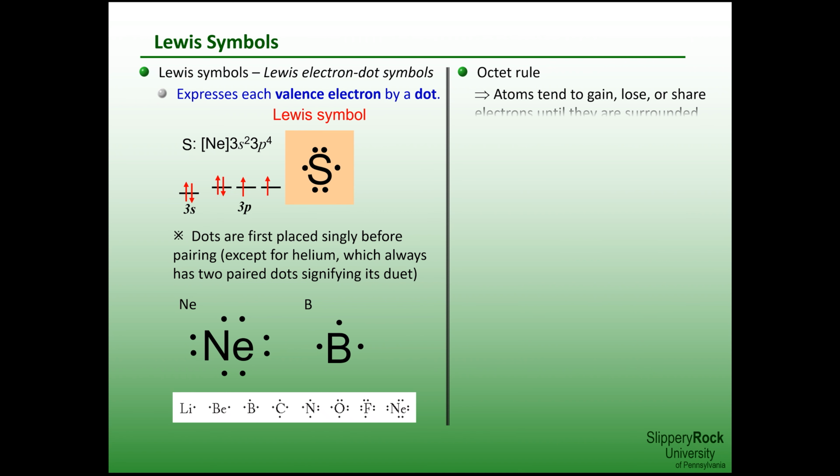Lewis symbols are connected to the octet rule, a foundational concept in chemistry. The octet rule states that atoms tend to gain, lose, or share electrons until they are surrounded by 8 valence electrons, achieving a noble gas electron configuration. This explains why noble gases like neon already appear with 8 dots in their Lewis symbols and are chemically unreactive. In contrast, elements such as boron or chlorine show fewer than 8 dots and therefore tend to participate in bonding.